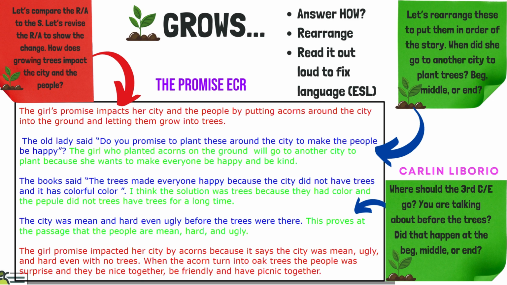Remember the question is, how did it impact or change the city or the people? So, what does that prove if it was ugly before the trees were there? And hopefully the student would say something like, well, that proves that once they put the trees there, the city became more beautiful and lush or green. And that would be a better explanation instead of just repeating what the evidence is.